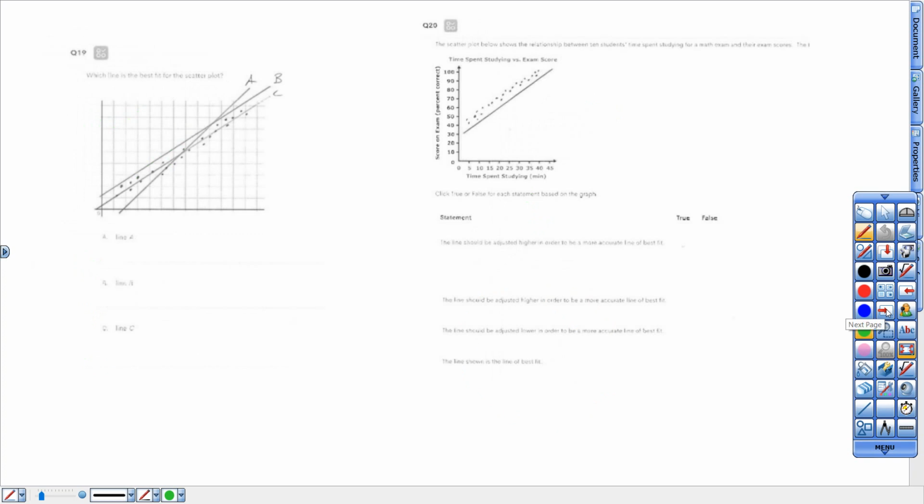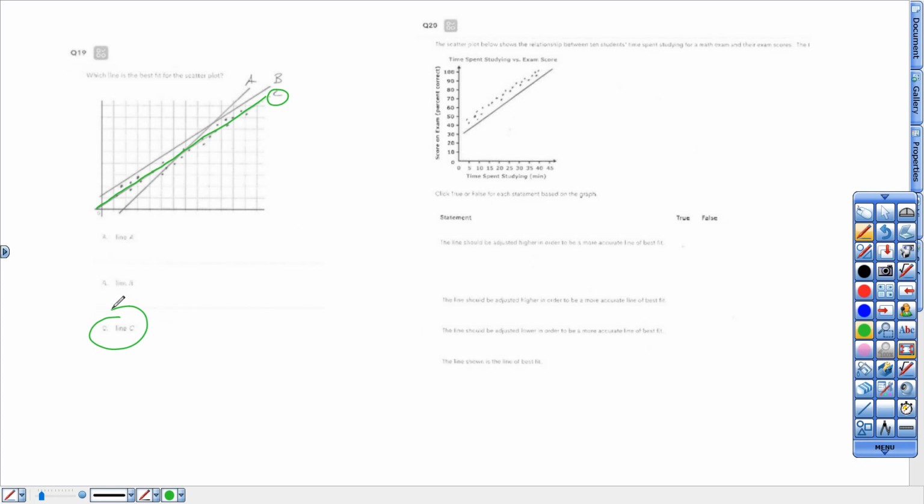Number 19, and the next word is black. 19 says, which line matches that data better? And I can see the line going right through the middle for this set is line C. Line A, too much of an angle. Line B is too high. And that leads into this next one here.